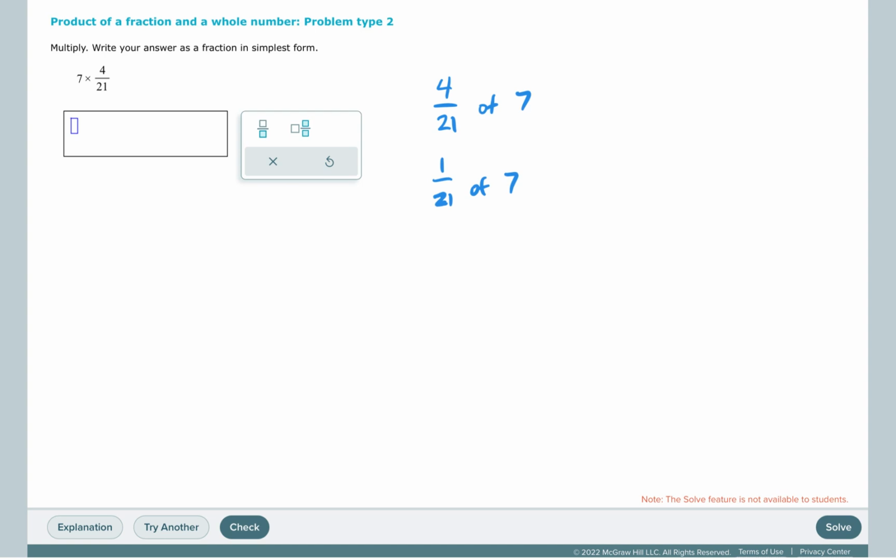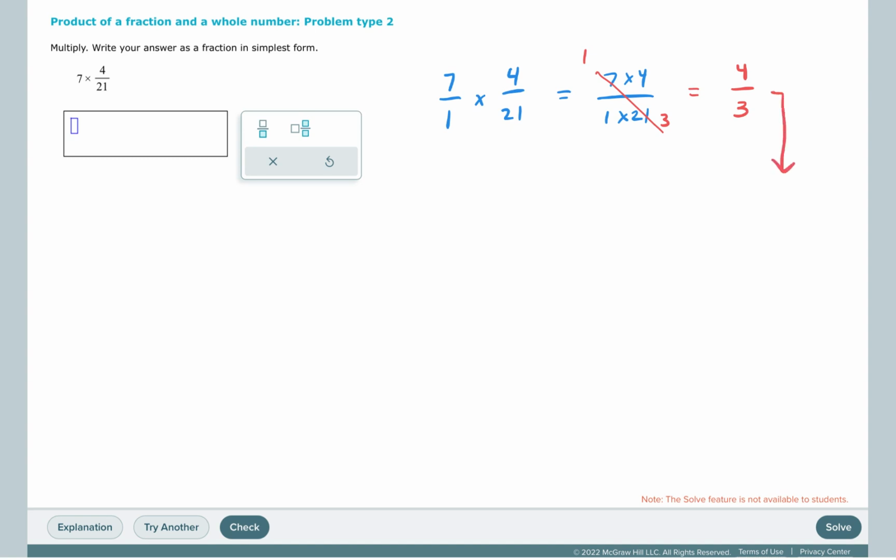So as a result, what I'm left to do is I'm going to have to go ahead and treat this as just a regular multiplication problem. So I'm going to do 7 over 1 times 4 over 21. That'll give me 7 times 4 over 1 times 21. I can simplify here because 7 goes into itself once and then into 21 3 times. Then when I multiply across the top, I get 4. For the denominator, I get 3.